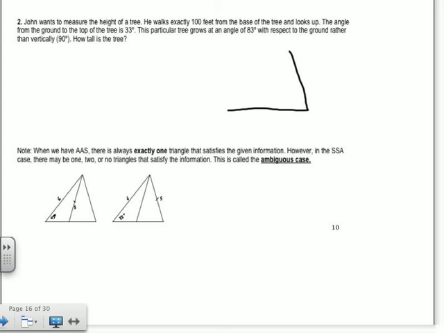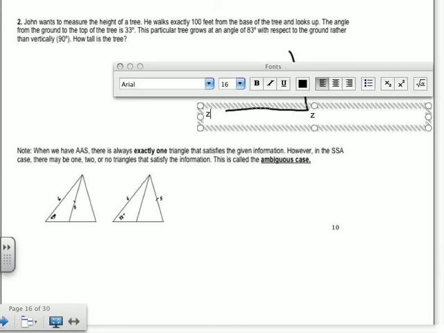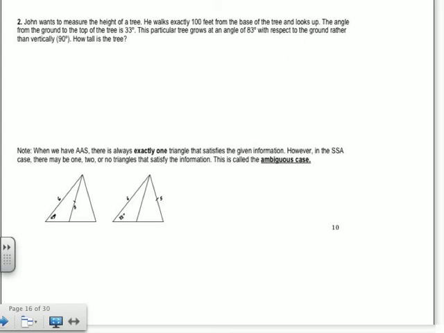Mine's so sloppy. That's okay. So this is 83 degrees here. So let's say this is my tree. My tree looks terrible.